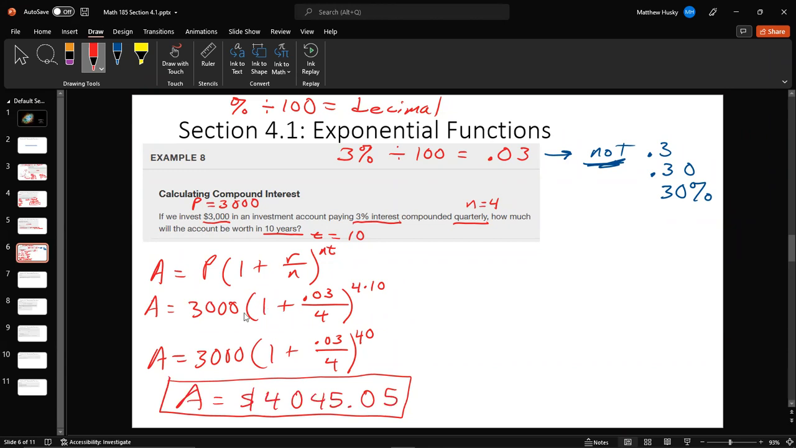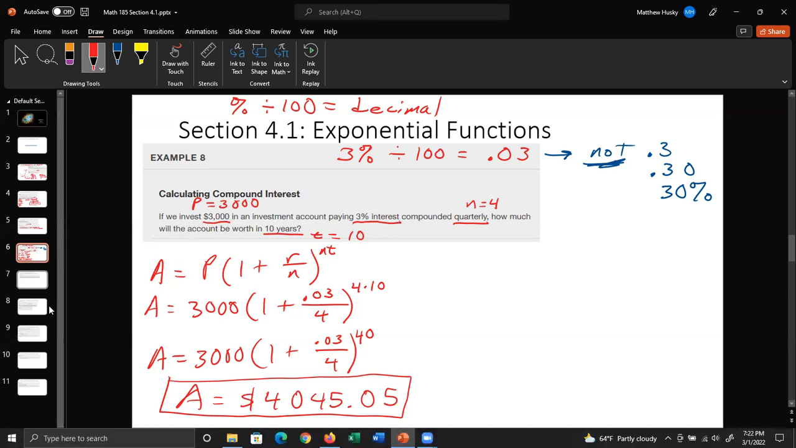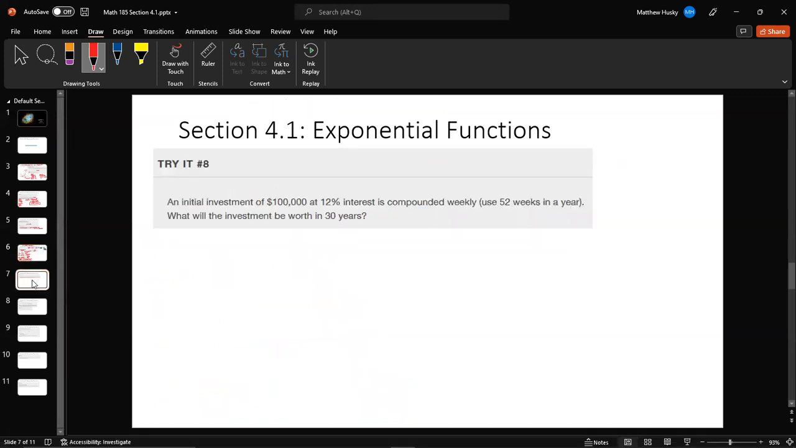Let's see what else we have going on here. An initial investment of $100,000 at 12% interest is compounded weekly, and they say use 52 weeks in a year. What will the investment be worth in 30 years? Well, that means that our starting value is P, that's 100,000.